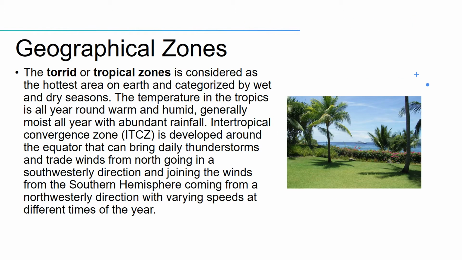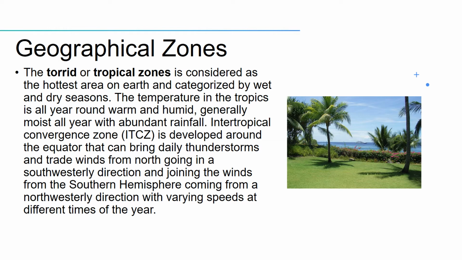So, next, we have geographical zones. The torrid or tropical zone is considered the hottest area on Earth and is categorized by wet and dry seasons. The temperature in the tropics is all year round warm and humid, generally moist all year with abundant rainfall. The Intertropical Convergence Zone or ITCZ is developed around the equator that can bring daily thunderstorms and trade winds from the north going in the southwesterly direction and joining the winds from the southern hemisphere coming from a northwesterly direction with varying speeds at different times of the year.